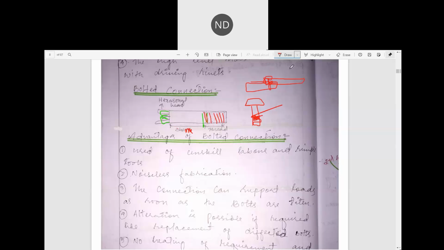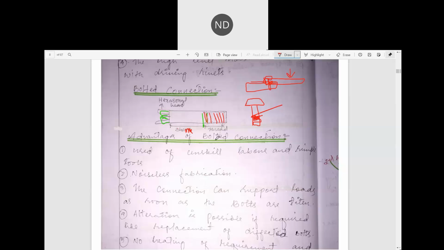Now this load can be taken by this plate. It doesn't require any preheating and hammering etc. The rivets need time to cool down, and only after that can they take the load, as compared to your bolts. But with bolts there is no such case. After tightening the bolts, you can directly give loads to the connection.